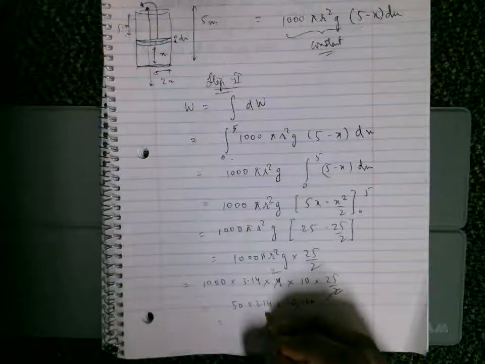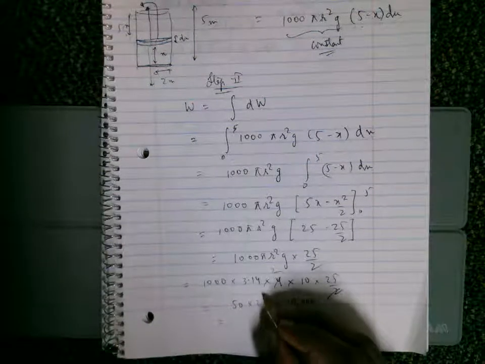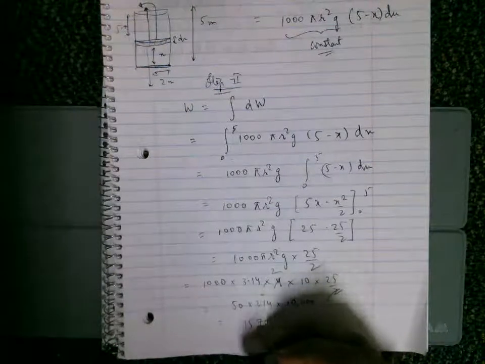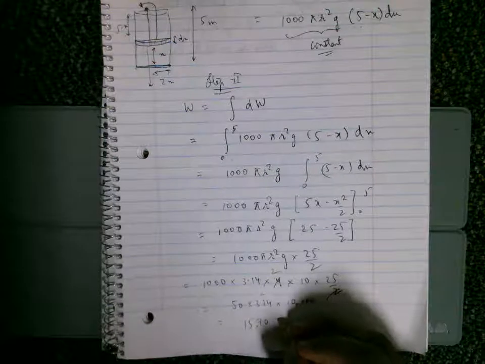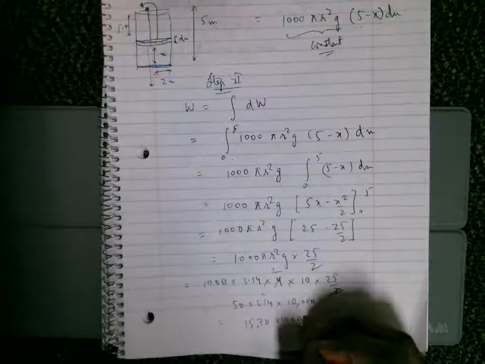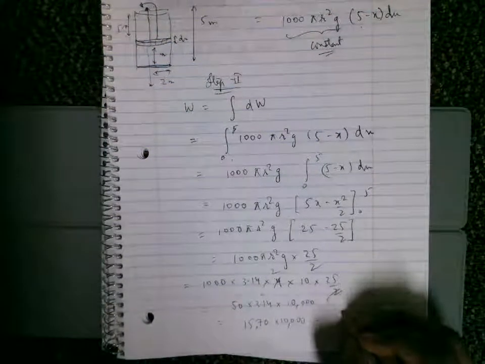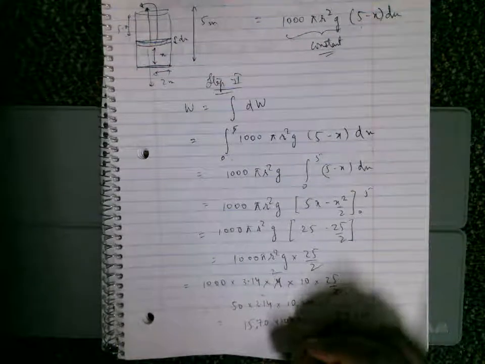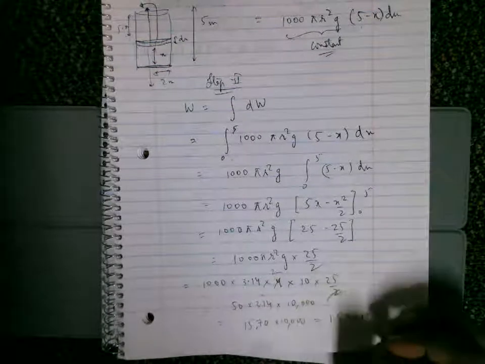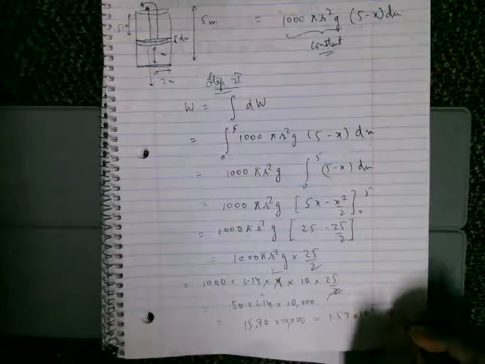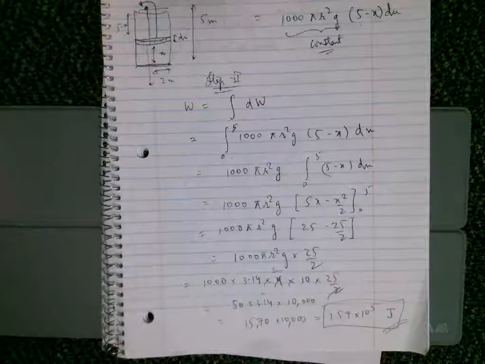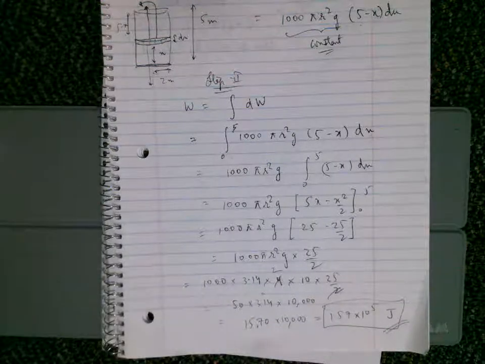So this is equal to 15.7 into 10,000. So it is 1.57 into 10 to the power 5 joules. So that is the work done to empty this cylinder.